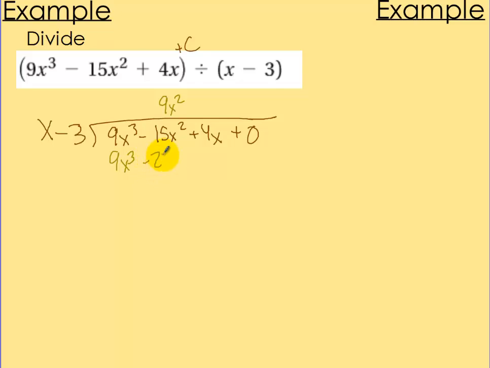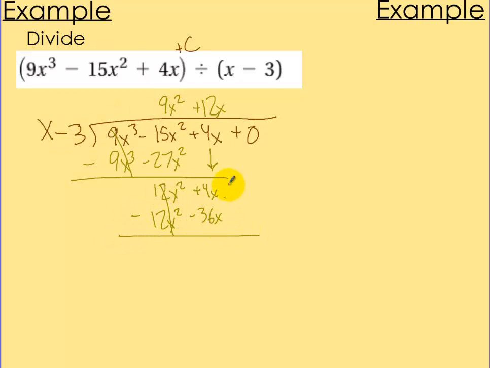So it'll be 9x cubed. 9 times 3 is negative 27x squared. Subtracting those cancel out. Negative 15 plus 27 will be positive 12x squared. Drop down the 4x. Alright, and what goes into that? X times what is 12x squared is plus 12x. So it'll be 12x squared. 12 times negative 3 is negative 36x. Subtracting that bottom, these cancel out. 4 plus 36 will be 40x. And drop down the 0.